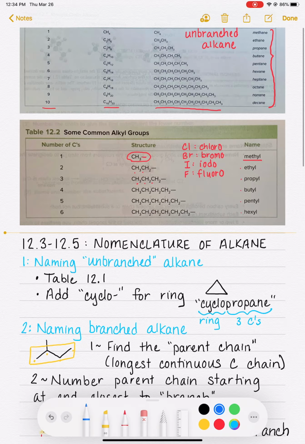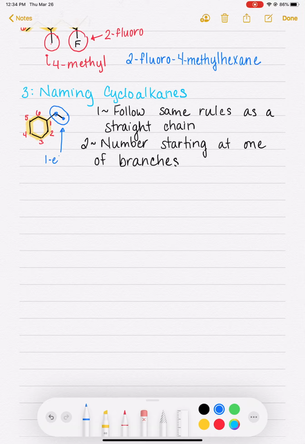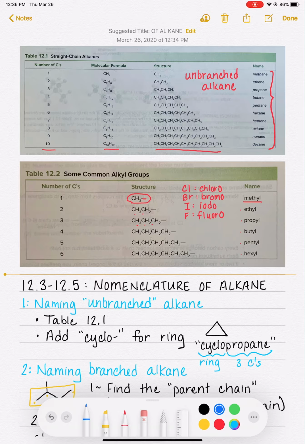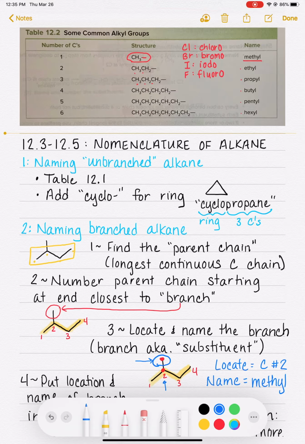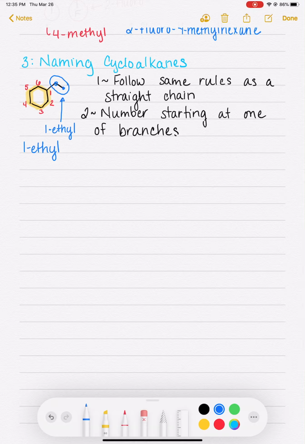Remember, we have the names of our branches in table 12.2. A 2-carbon branch is named ethyl. So this guy is 1-ethyl. And then we're just going to put that at the front of the name, 1-ethyl, and follow that by the name of the parent chain. This is a 6-carbon ring. Looking at table 12.1, 6 carbons is a hexane. When it's cyclic, we add cyclo at the front of the name. So this is cyclohexane.